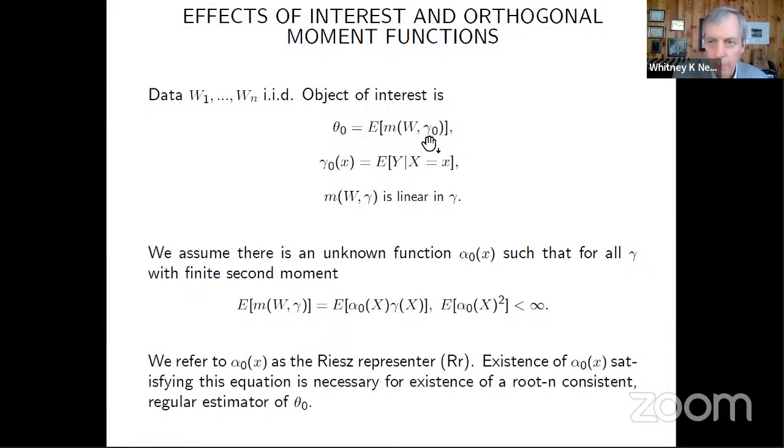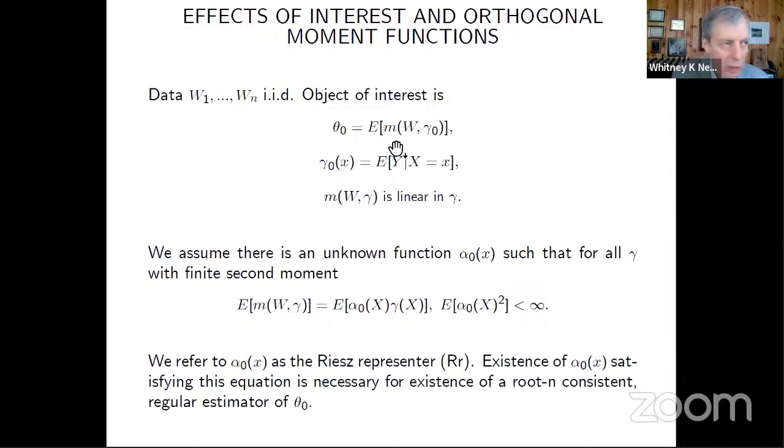This m can depend on the whole function. An example would be gamma of 1 and z minus gamma of 0 and z. That's one example of an m, and we'll do other examples. The gamma itself will be a regression function. So m is a function of a function, something sometimes called a functional. And the parameter of interest is an expectation of this m. So you can think of this as a general way to look at a parameter that depends on a regression function. It depends on the regression function through the way it enters m here.